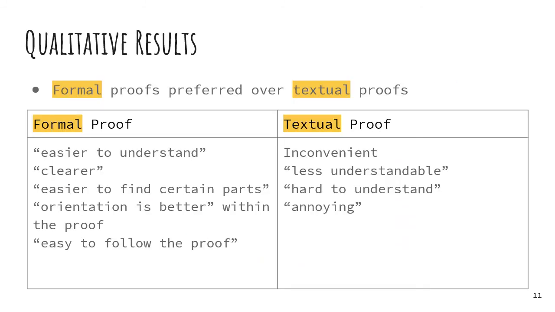The qualitative results we asked the participants for also showed that formal proofs were preferred over textual proofs. Formal proofs were described as easier to understand, to find certain parts, and the orientation is better within the proof, participants said, and it's easier to follow the proof. Textual proofs were described as more inconvenient and hard to understand.